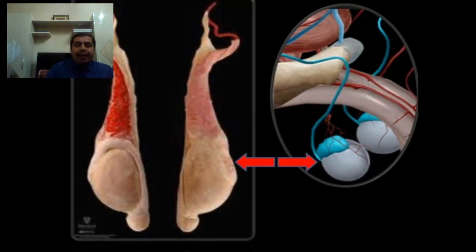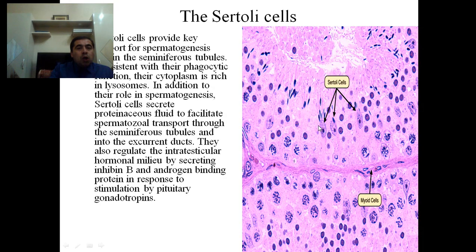We are looking again at the testis, the epididymis, and from the lower end it curls around the testis and gives rise to the vas deferens or the ductus deferens. But we are interested in the organization of the substance of the testis.